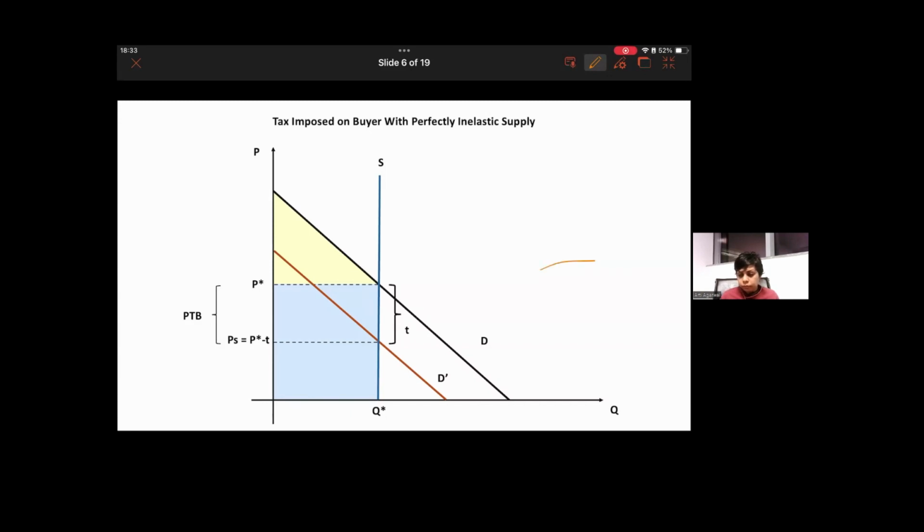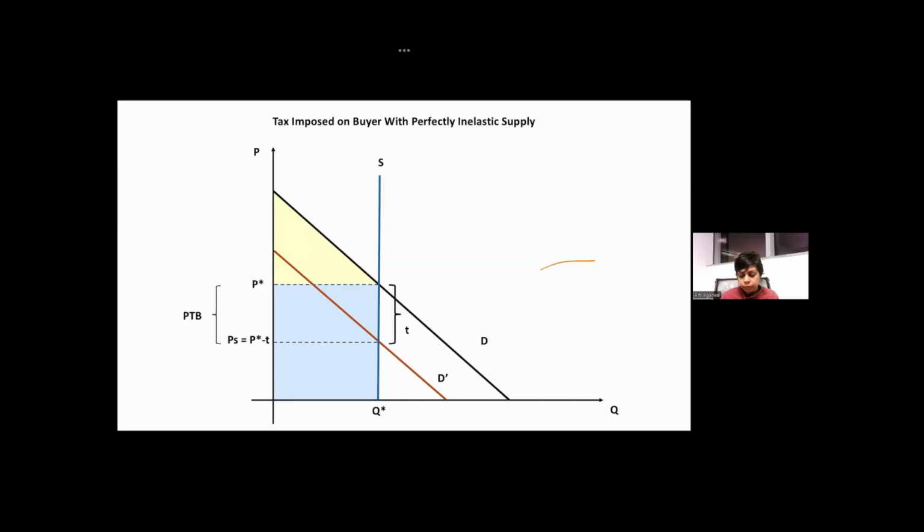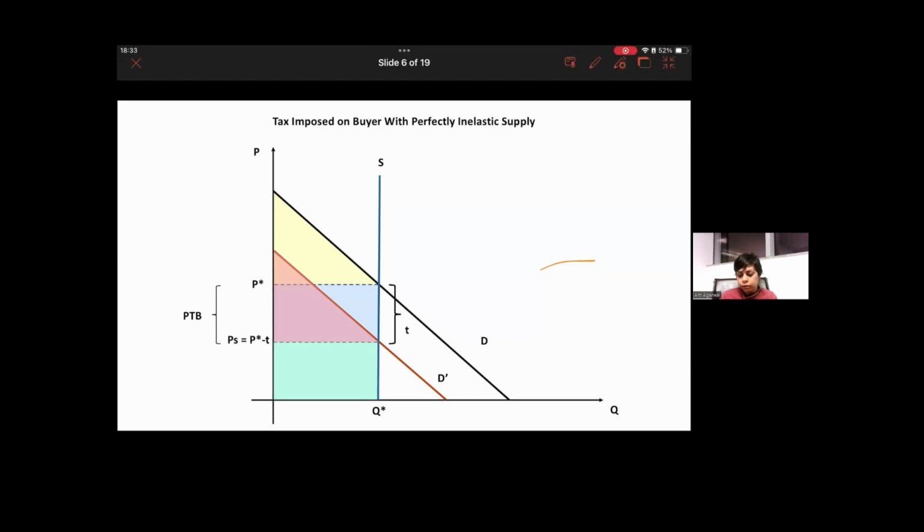So when we shift it, what happens? Is there any change in the consumer surplus? No, right? You can see the red triangle is geometrically exactly the same as the yellow triangle, right? So producer surplus is the only one which is getting affected. Consumer surplus is not affected. It's just sliding downwards.